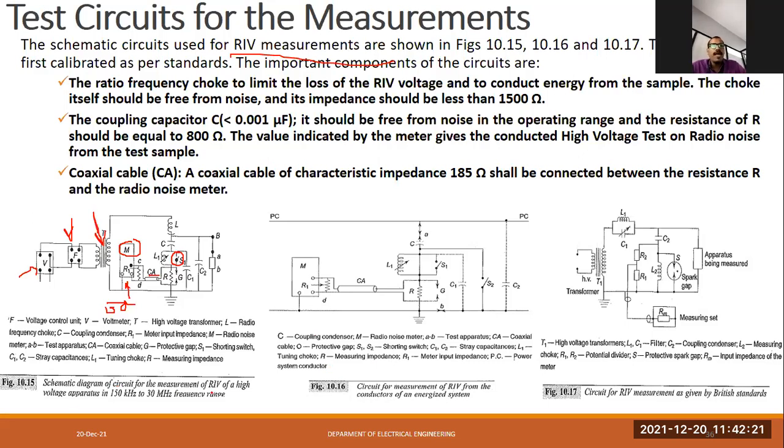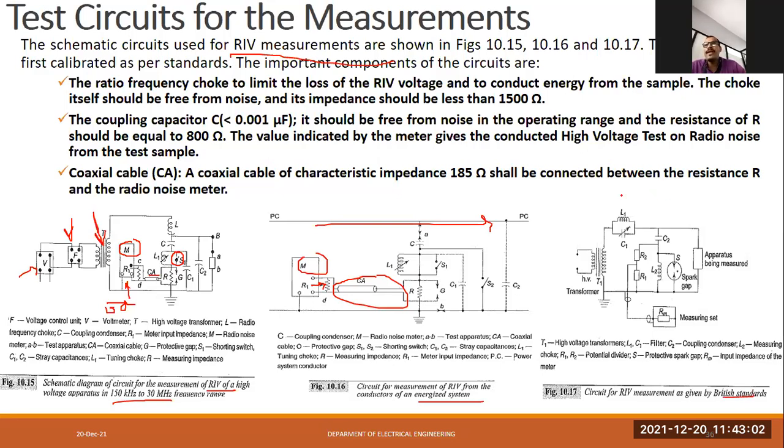Then another one is for the RIV measuring around 150 kilohertz to 30 megahertz. And the second is for the measurement of the RIV from conductors of an energized system. In such cases, there is again a coaxial cable. R1 stands again for the input impedance, and M stands for the meter, which is the radio noise meter. Then L1 will be the varying value of the inductance and the measuring input impedance. So again, such a testing circuit can be used for the detection of such kind of interference.